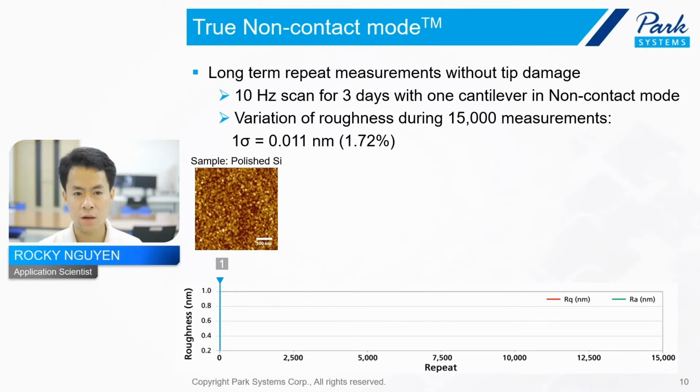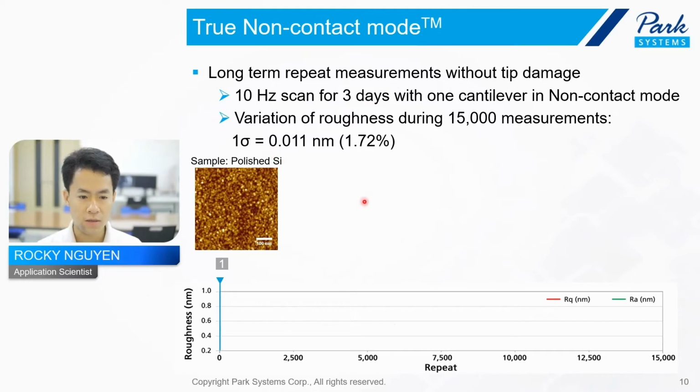So besides the adaptive scan function, maintaining the non-contact mode between the tip and the sample surface is also very important. This is to reduce damage to the tip and the sample surface. So in our system, we use the high-speed scanner feedback, and this high-speed feedback can perfectly maintain the true non-contact mode, although the scan rate is very high. In this example, we use the AFM tip to scan the sample surface in the non-contact mode at 10 Hz and continuously scanning for 3 days.